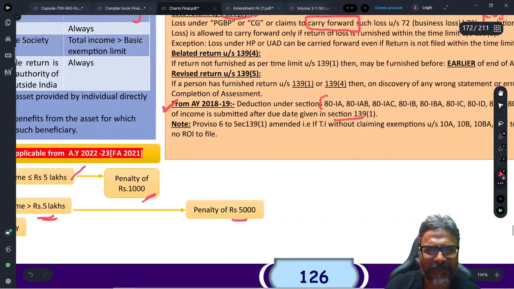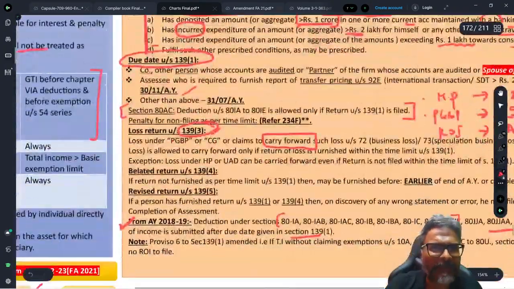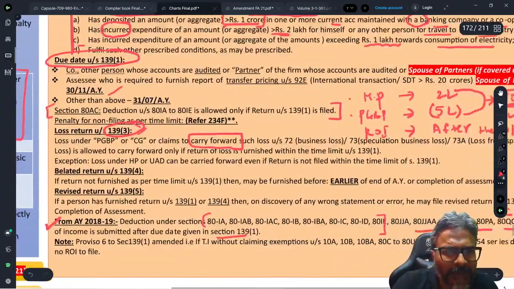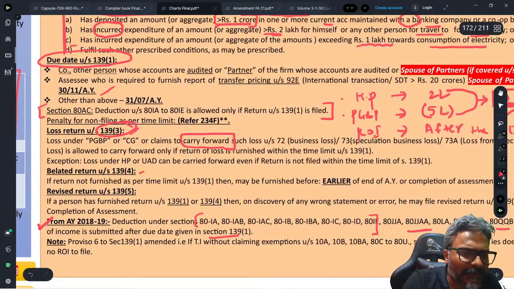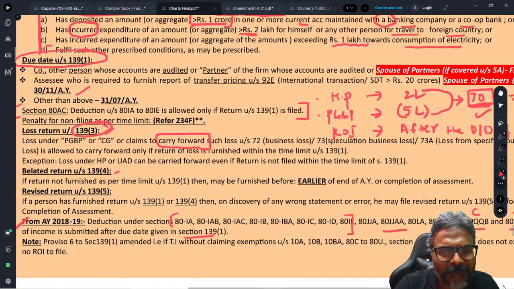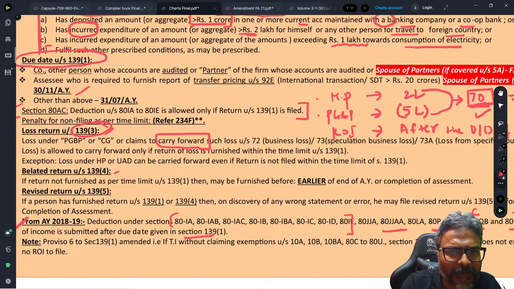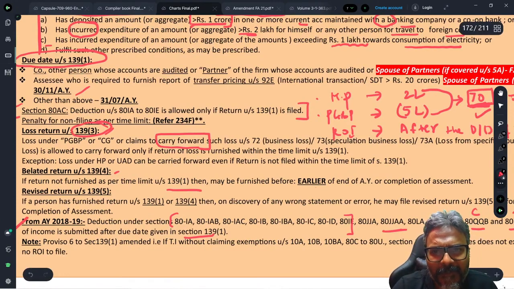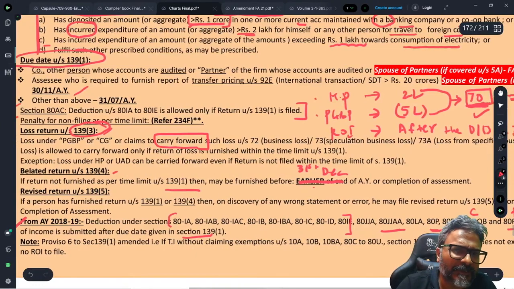Now, just make this correction in the chart. There's one small correction. This is about the belated return under 139(4). If the return is not furnished as per the time limit under 139(1), then it may be furnished before the earlier of these: it has to be furnished now before 31st December of the AY, or the completion of the assessment, whichever is earlier.